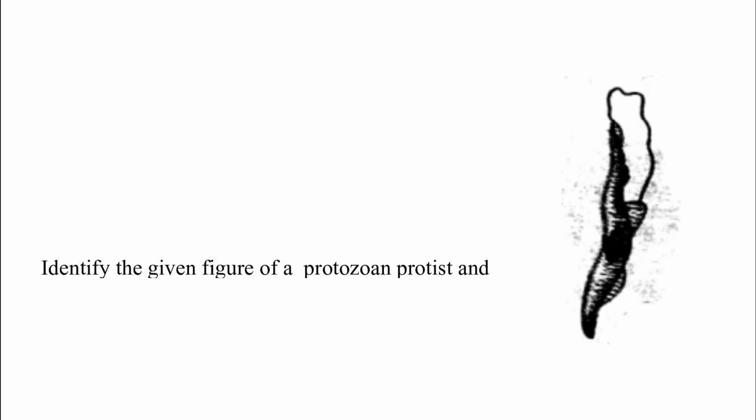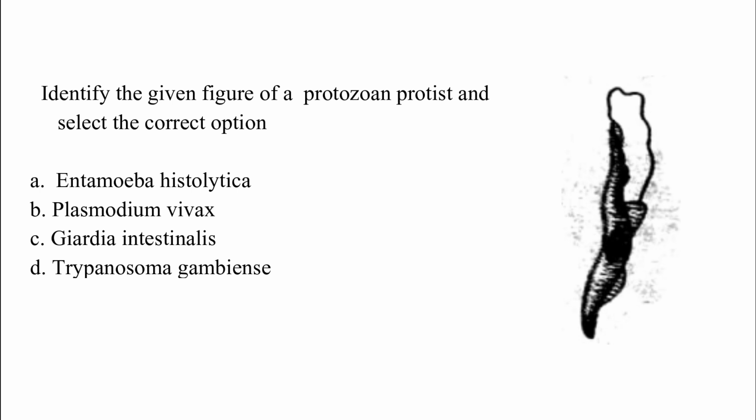Identify the given figure of a protozoan protist and select the correct option. Option A, Entamoeba histolytica. Option B, Plasmodium vivax. Option C, Giardia intestinalis. Option D, Trypanosoma gambiense. The correct answer is option D, Trypanosoma gambiense.